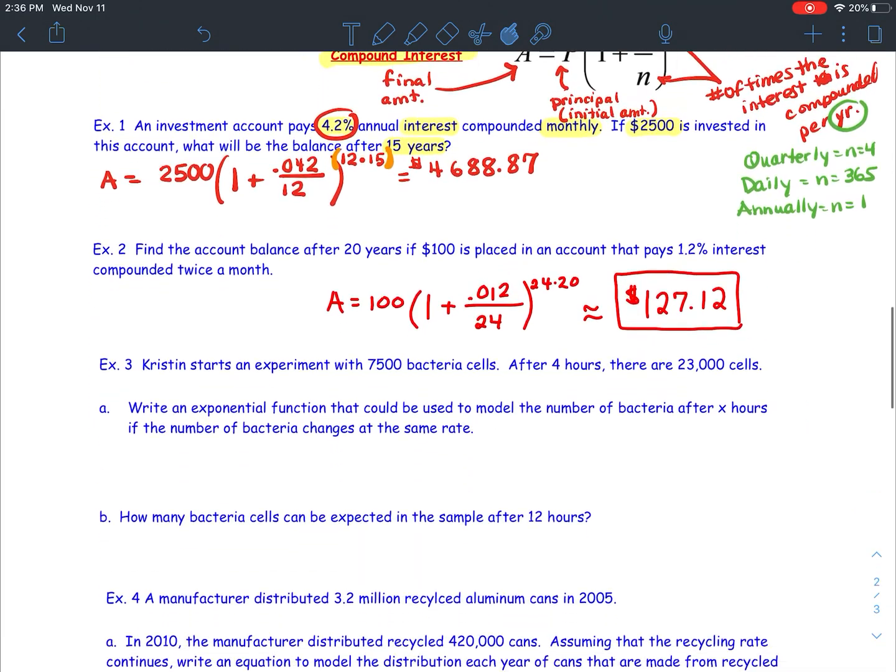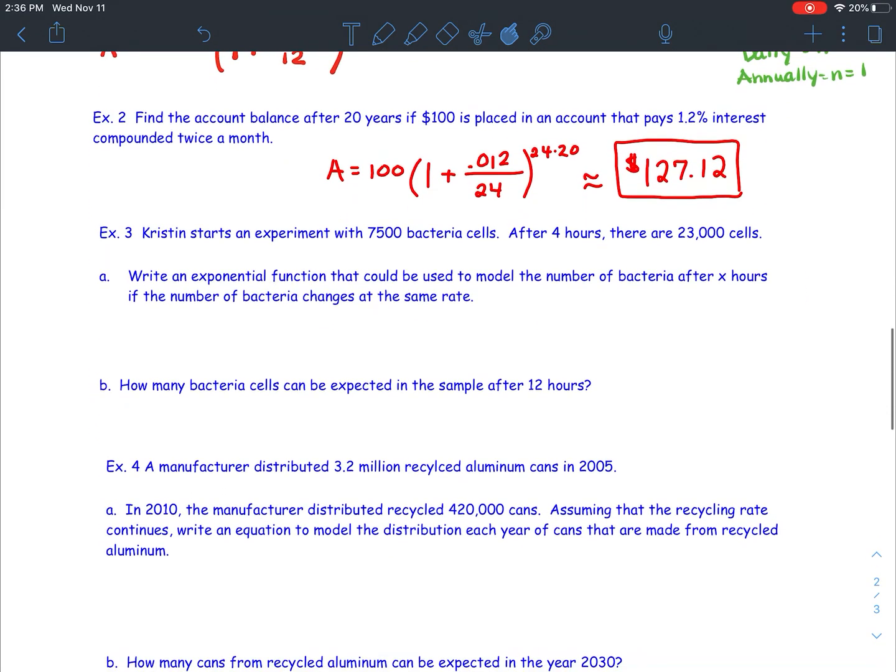Okay, you can see the next example I went ahead and did for you just so you have another one to look at there in the notes. Let's go ahead and look at example 3 here. This is talking about Kristen. Now this doesn't feel like a banking problem necessarily, but in this problem it says that she starts an experiment with 7,500 bacteria. After 4 hours, there's 23,000 cells. We're asked to write an exponential function that could be used to model the number of bacteria after X hours if the number of bacteria changes at the same rate.